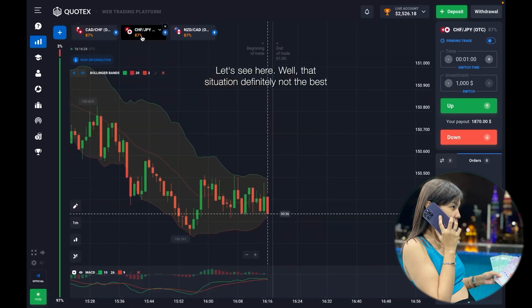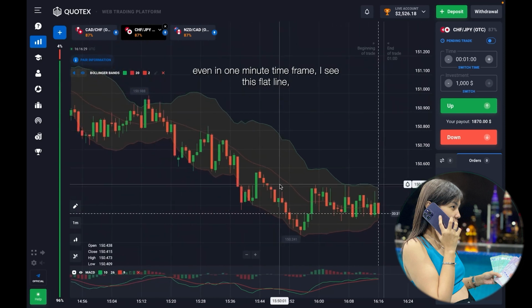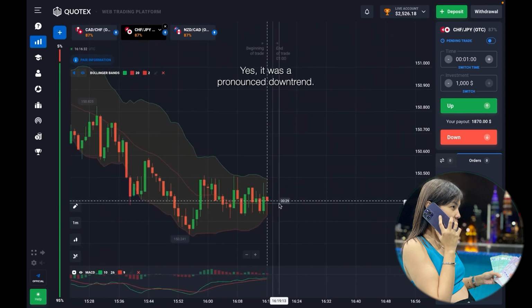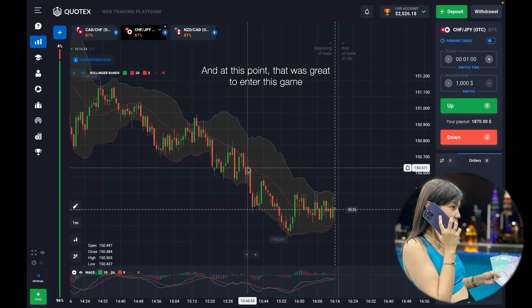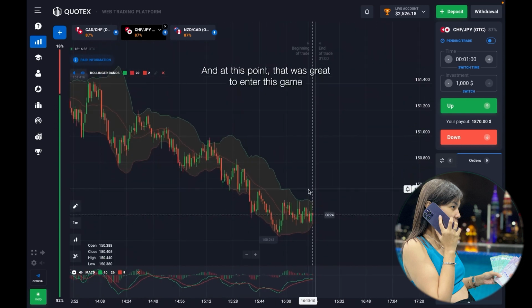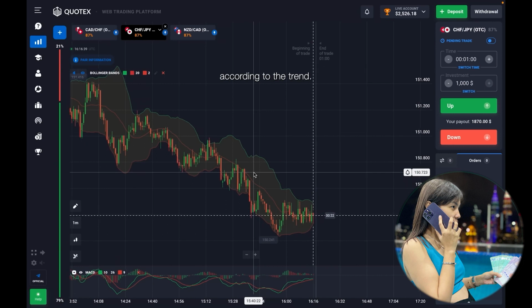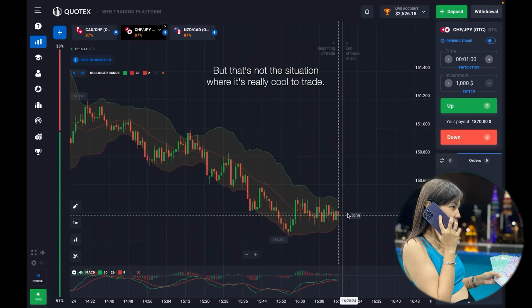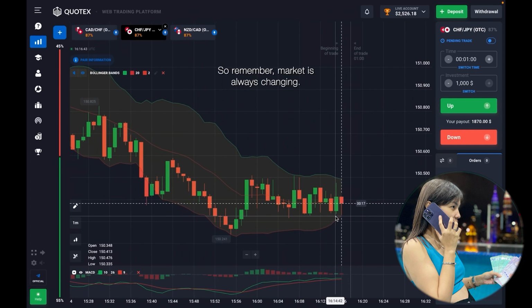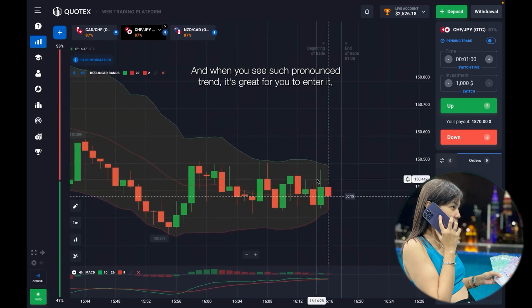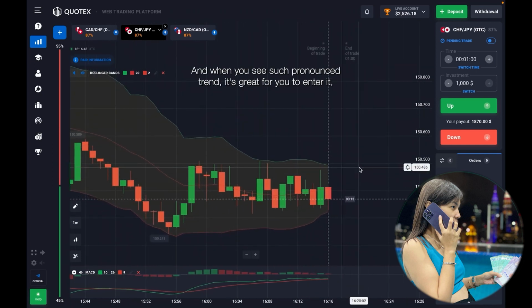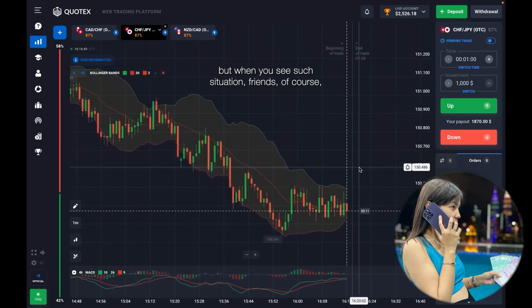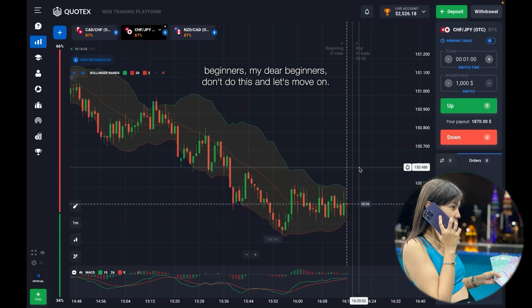And let's see here, well, the situation is definitely not the best, even on the 1 minute time frame. I see this flat line of candles, and before that there was a pronounced downtrend. At that point, it was great to enter the game according to the trend. But now it's not a situation where it's really cool to trade. Remember, the market is always changing, and when you see such a pronounced trend, it's great for you to trade. But when you see such a situation, friends, of course, beginners, my dear beginners, don't do this, and let's move on.